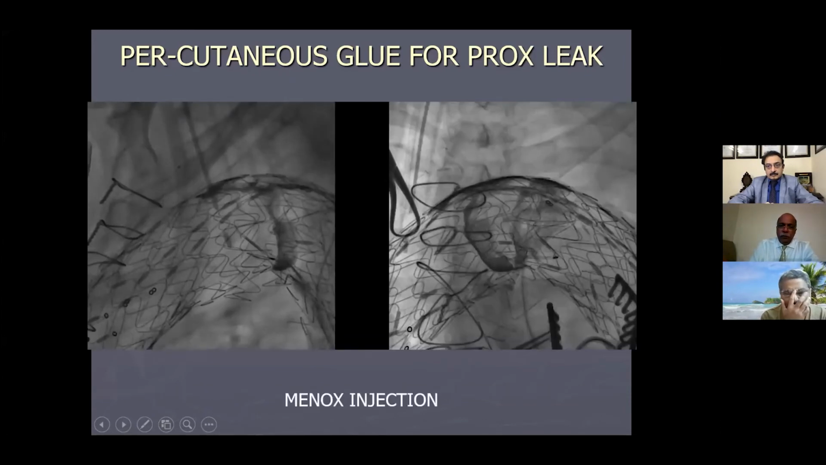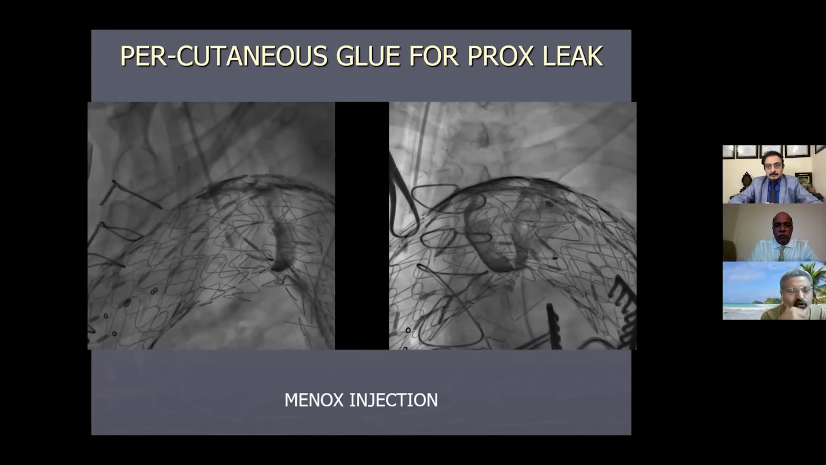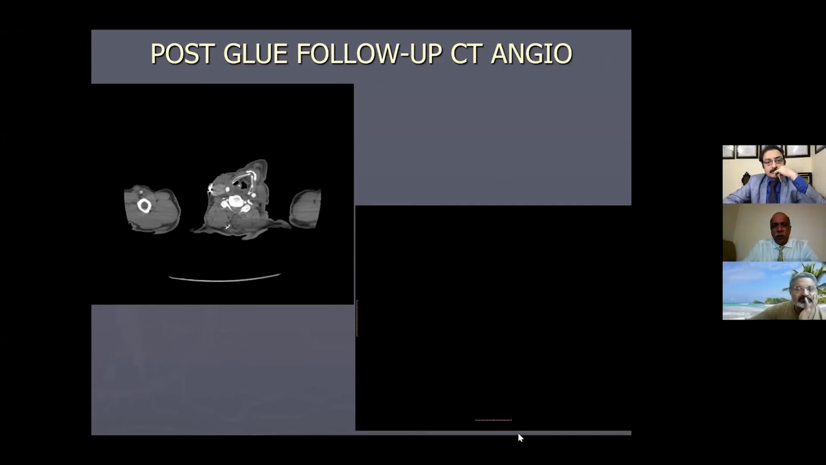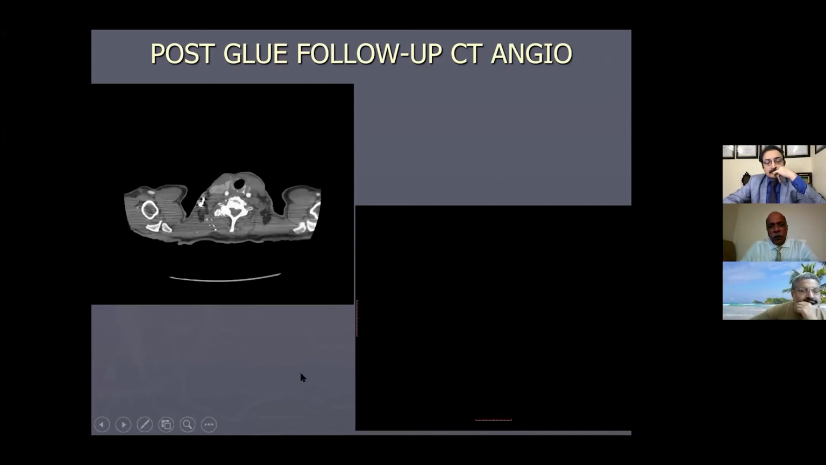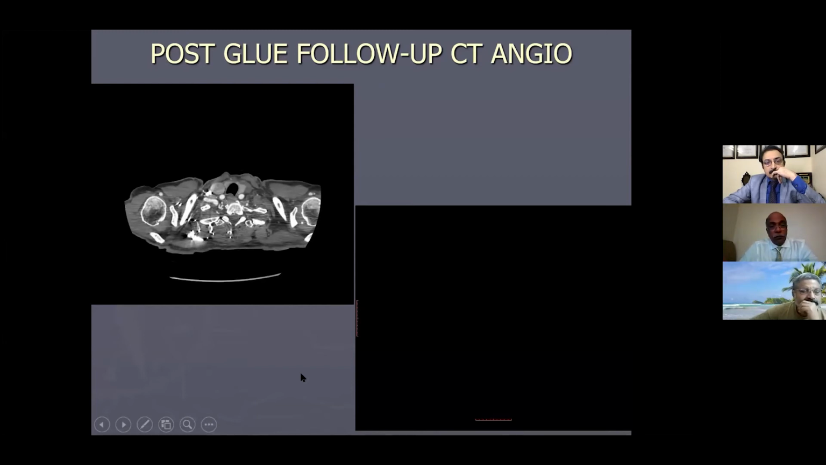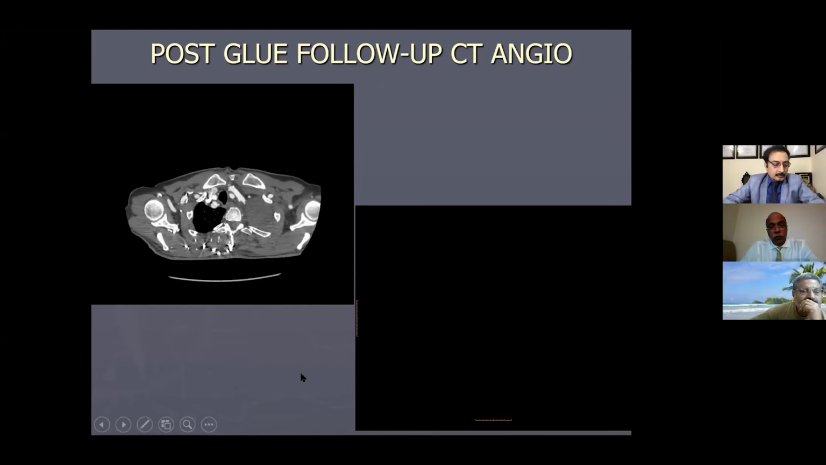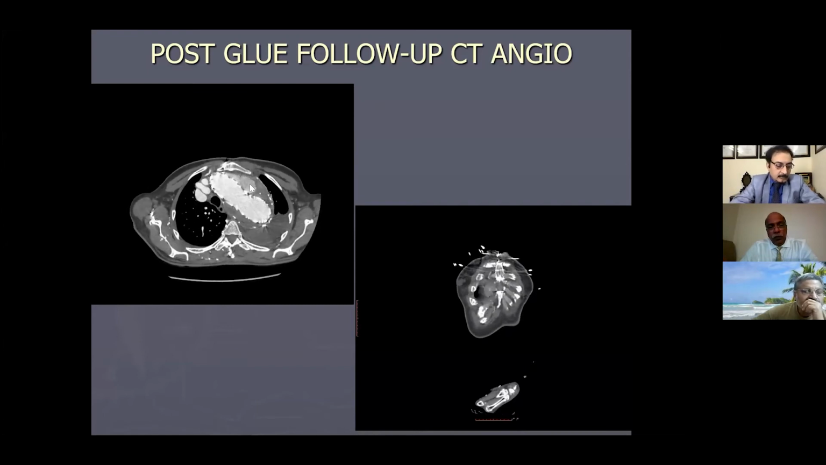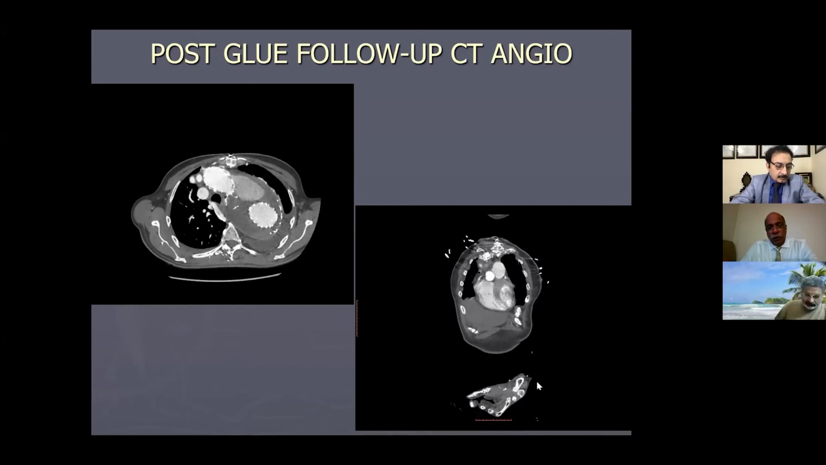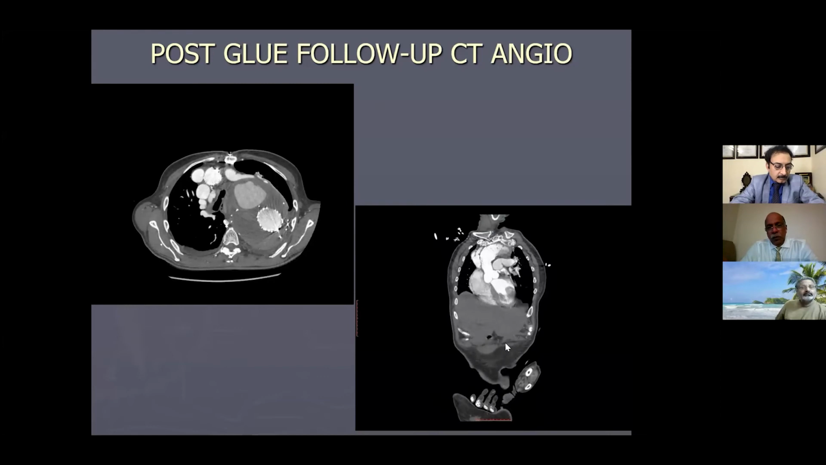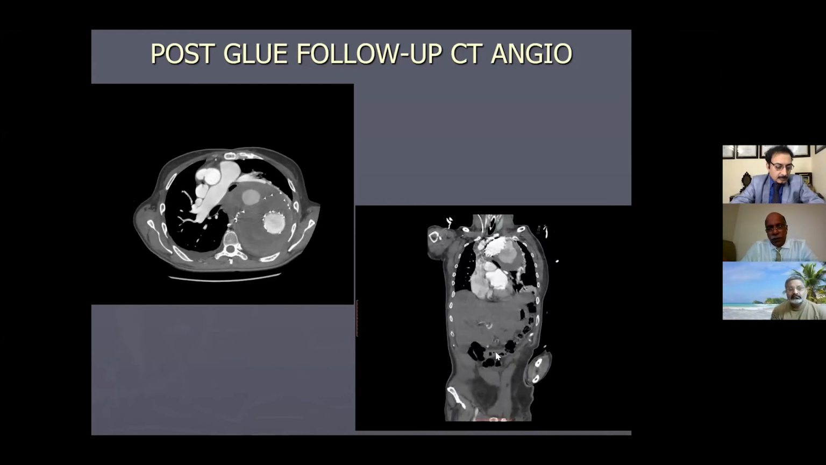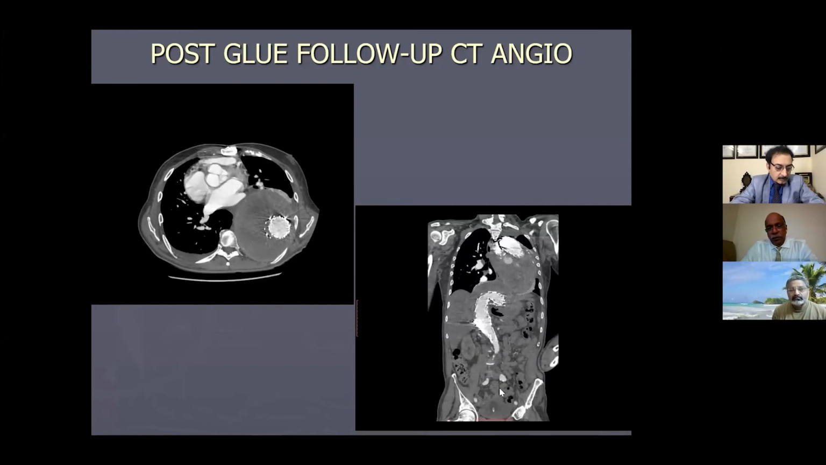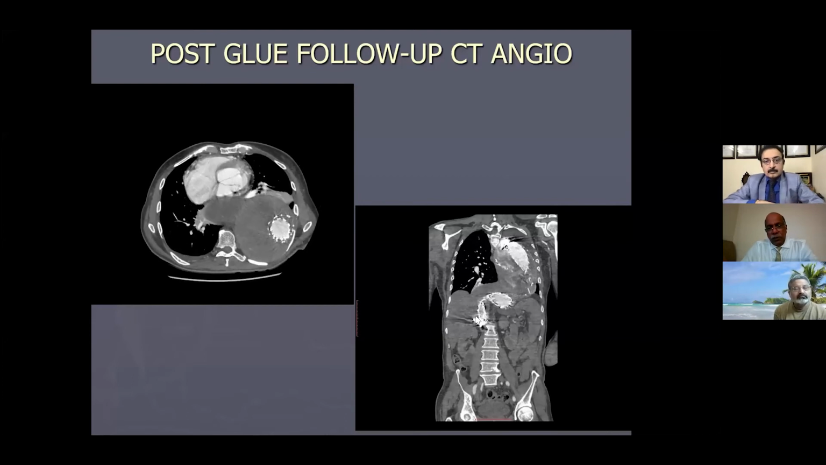Anyway, we injected some contrast there, some glue there, and immediately after that, we took him up for a CT. And this is what the CT shows. You're seeing here there is still an endoleak on top. However, there is no endoleak below, the type 1B endoleak that we are talking about. But there's a big leak, you can see type 1A. So this has been sealed, the lower end.